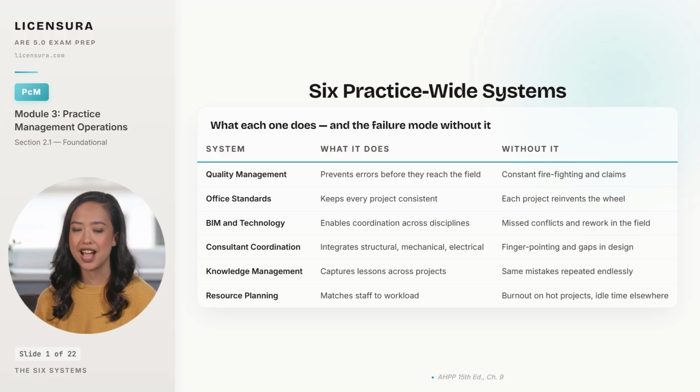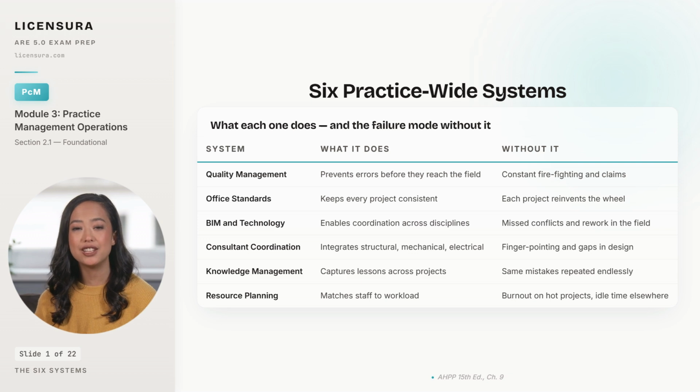Office standards keep every project consistent, drawing conventions, specification language, detail libraries, so that staff can move between teams without relearning everything. BIM and the broader technology stack enable coordination across disciplines, which is the only way to find vertical conflicts between ductwork and structure before the steel is in the air.